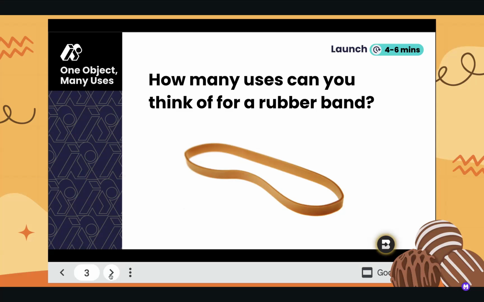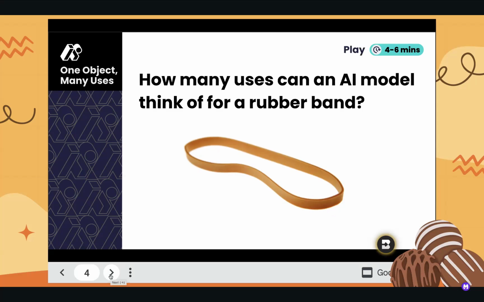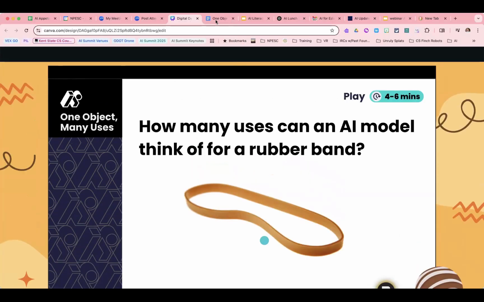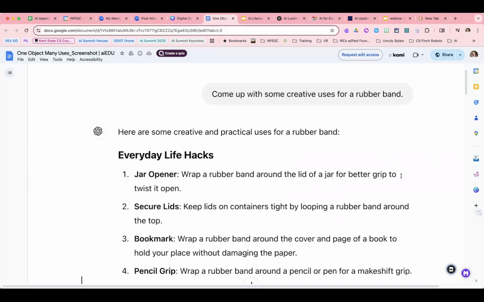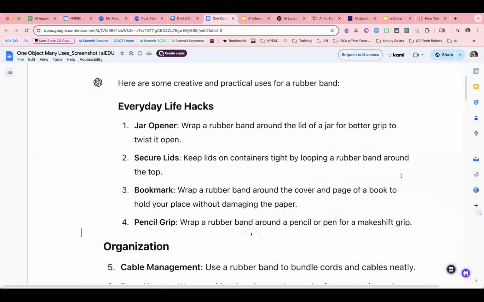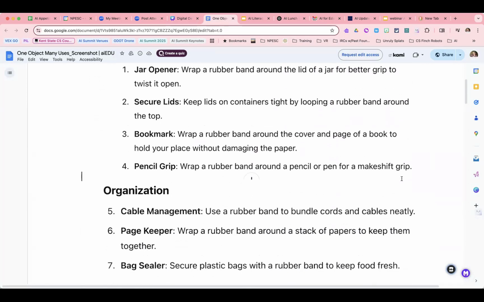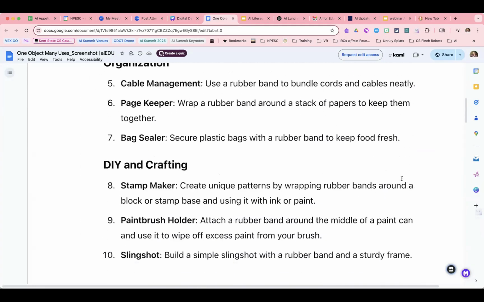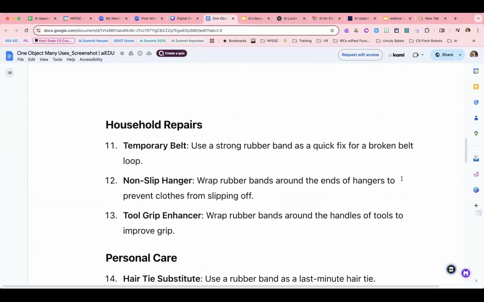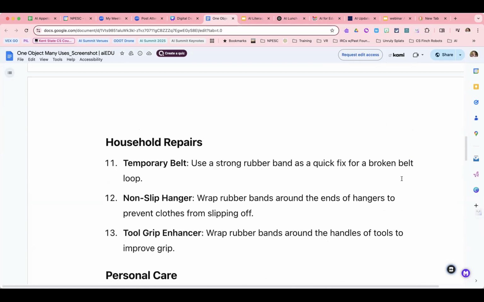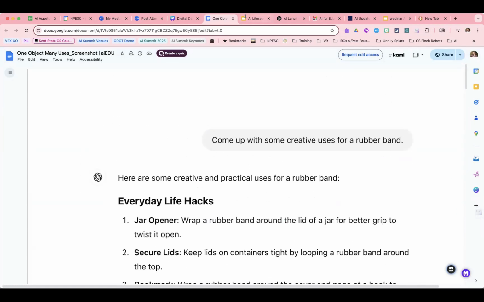So if I jump forward here and we think about asking AI, how does that look? Can you think of creative ways? I'm going to jump out of the screen for a second so you can see AI's responses. I just asked it very simply, come up with some creative uses for a rubber band. In a matter of seconds, which we've experienced with AI so far, it gives us all these different things: jar opener, bookmark, pencil grip, page keeper, stamp maker, paintbrush holder, slingshot. I saw someone put weapon in there too. Hair tie, of course, non-slip hanger. All of these things it came up with, right?